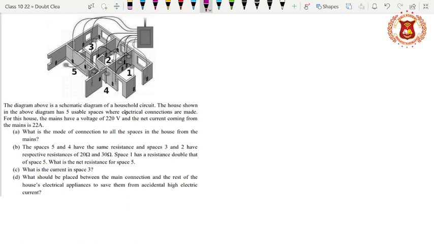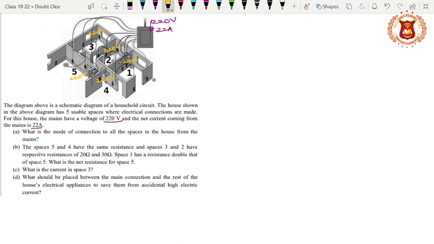In domestic households, we usually use parallel connection. The supply from the transmission line is given as 220 volts. And the current from the mains is 22 amperes. The 22 amperes is divided among these 5 rooms, right? But the voltage in each room remains 220 volts, because of parallel connection the voltage remains the same.